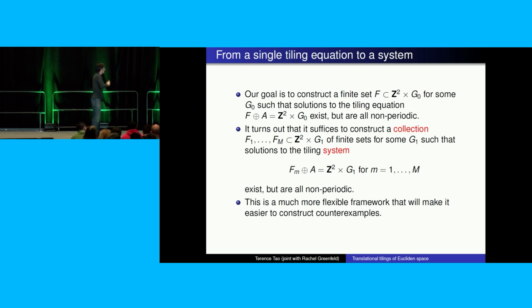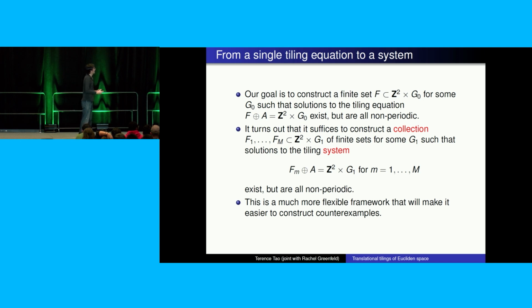So we will generalize the problem. Instead of having one tile and one equation, we create m tiles, and instead of solving one equation, we solve a system of equations. We try to find sets A which are simultaneous tiling sets for all the tiles F1, F2, F3 separately. So a single set of shifts which is a tiling set for F1, a tiling set for F2, and so on up to Fm. And that's a system of equations for A, as opposed to a single equation, right? Just like having a system of linear equations versus a single linear equation.